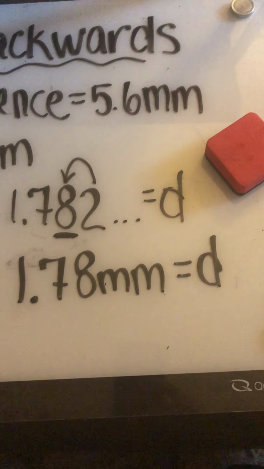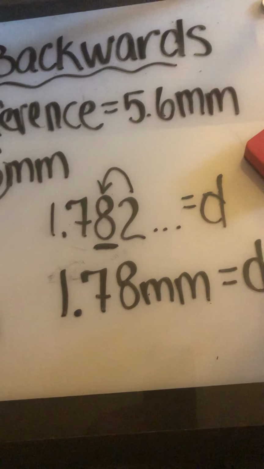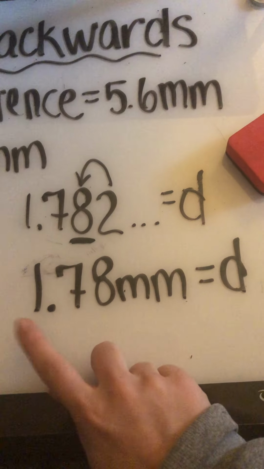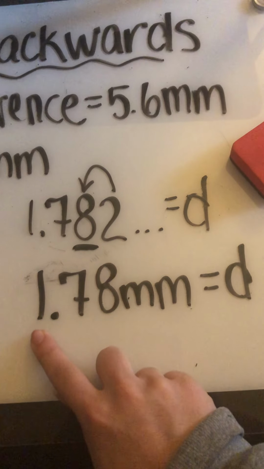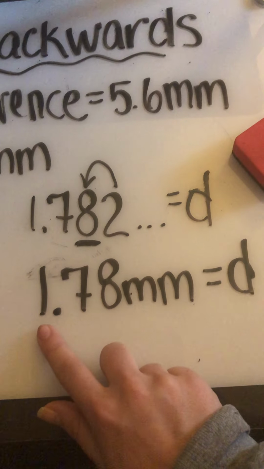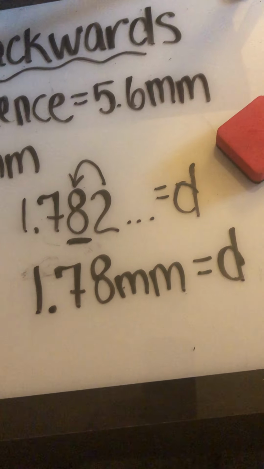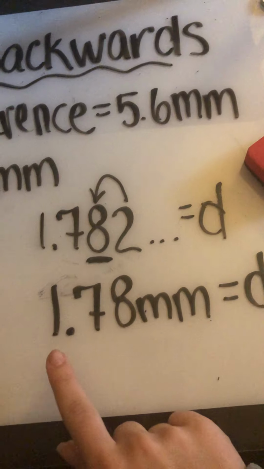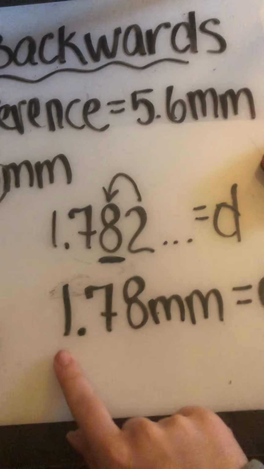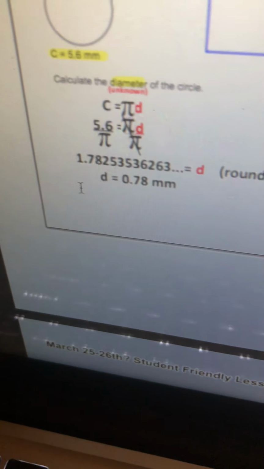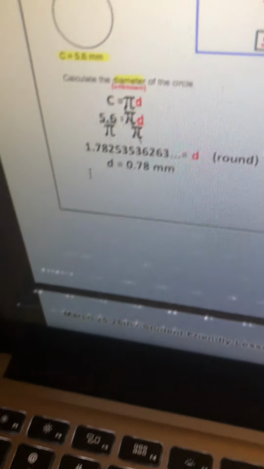Now, in the lesson, there is a mistake. The lesson says that the final answer is 0.78. Just be mindful it's 1.78. I put the correction for my classes to see, but if anyone else doesn't have that, the correct answer is 1.78. You'll see in the lesson it says 0.78. It was just a typo.